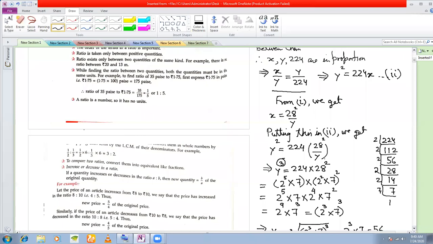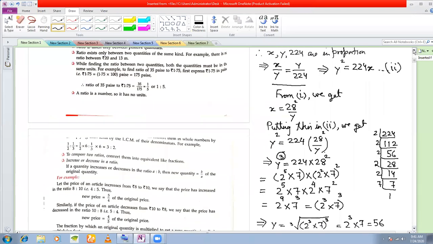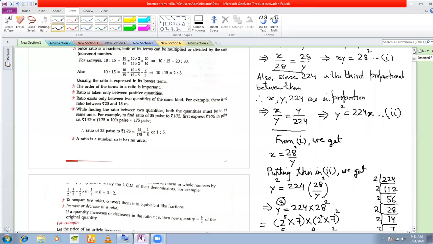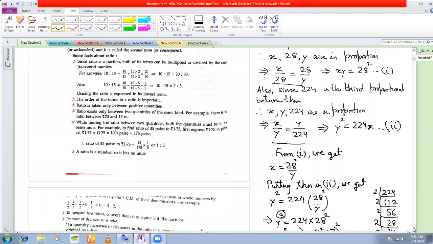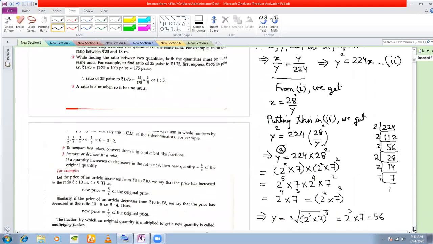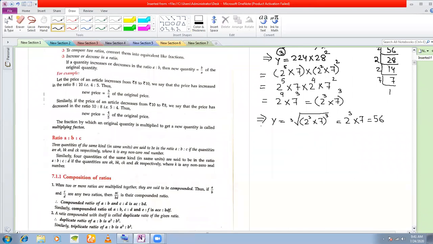How to get the value of x? You put it in any of the two equations. Okay, let's see. We have got y as 56, so let us put it in the first equation. From 1, xy is equal to 28 square.